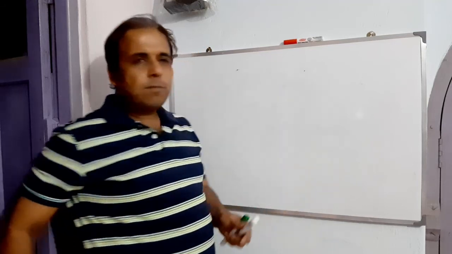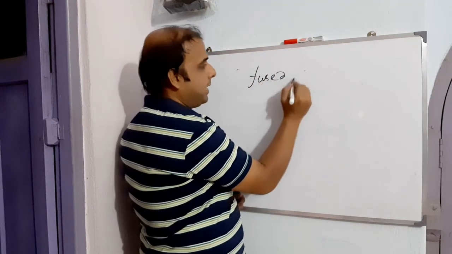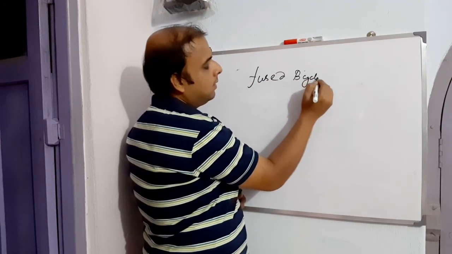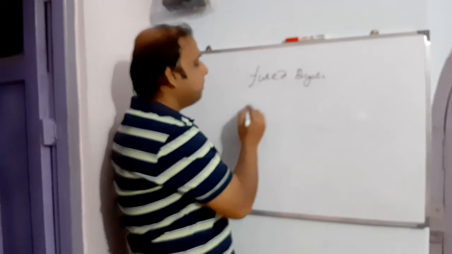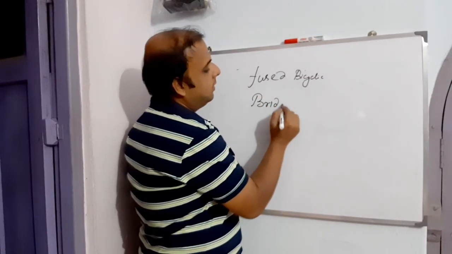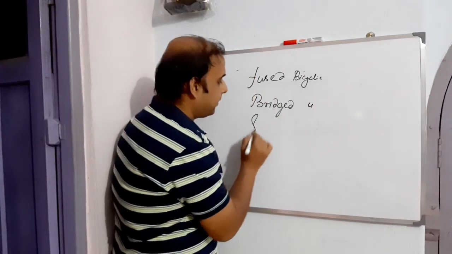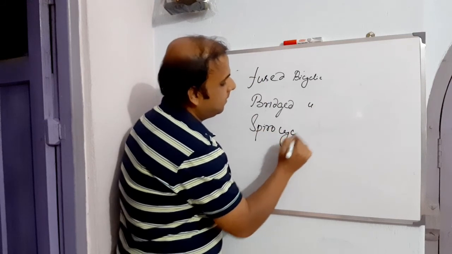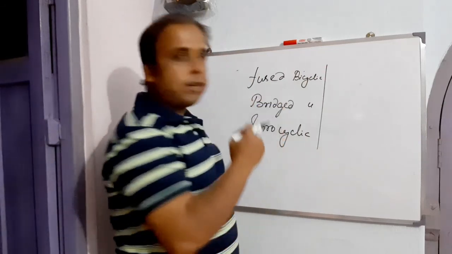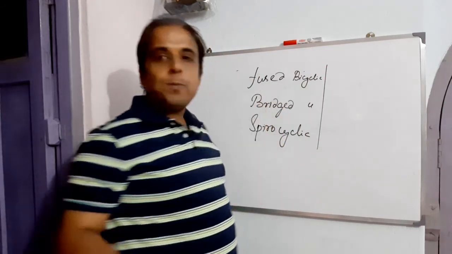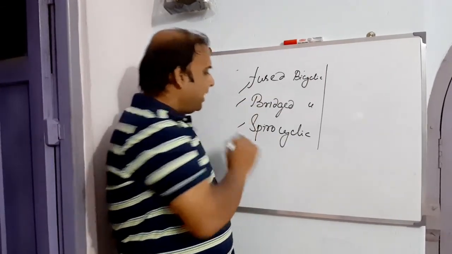The first one is called fused bicyclic. The second one is bridged bicyclic, and the third one, which is very rare, is spirocyclic. So these are the basic types of bicyclic systems: first, fused bicyclic; second, bridged bicyclic; and third, spirocyclic. Now we have to deal with them in different ways.